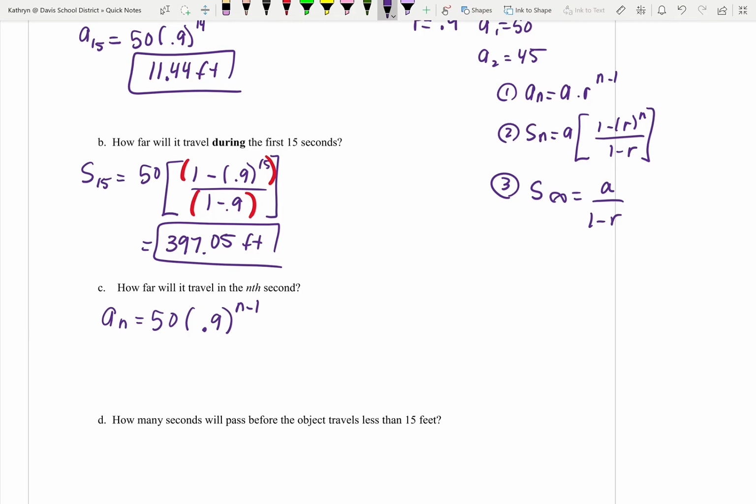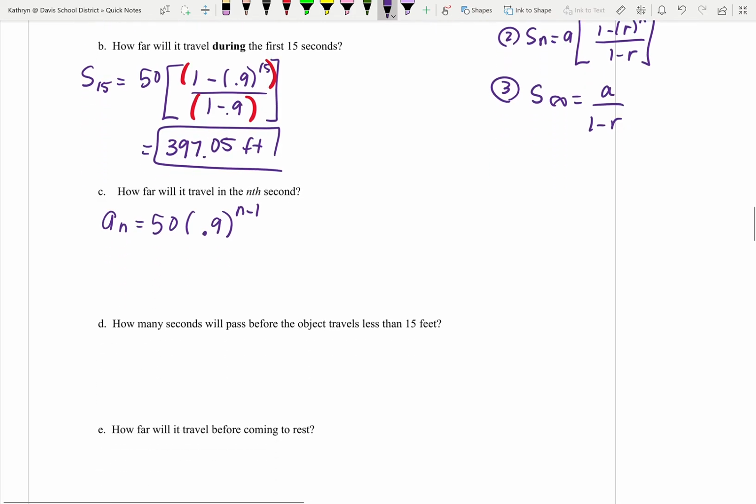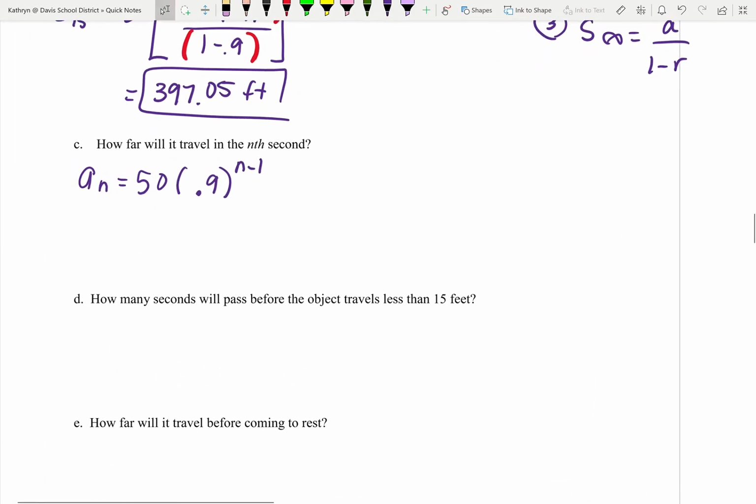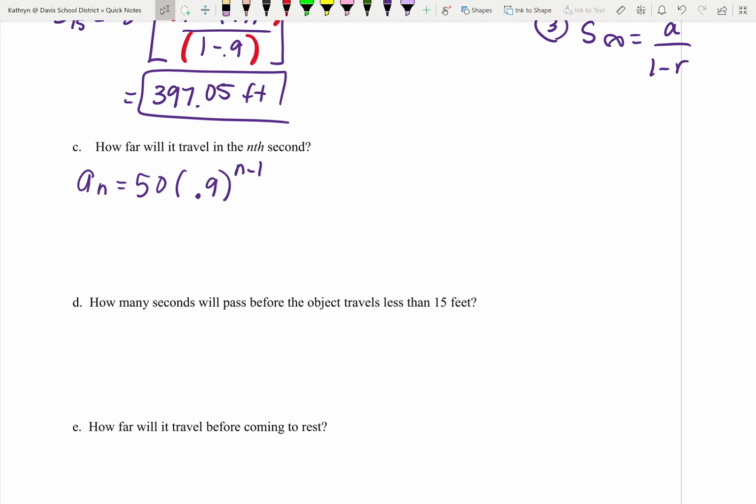Okay, I just put in my numbers and my n stays an n. Okay, how many seconds will pass before the object travels less than 15 feet in that second? Well, in the first second, it already travels more than 15. So what they're saying is, how many seconds pass until during that second, it travels less than 15? Who understands what I'm saying?